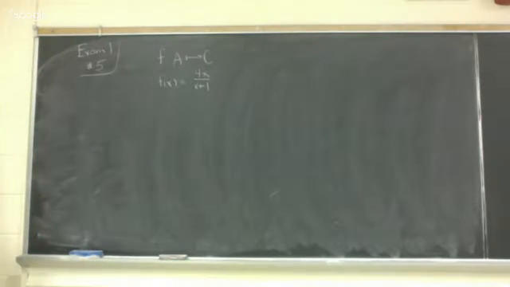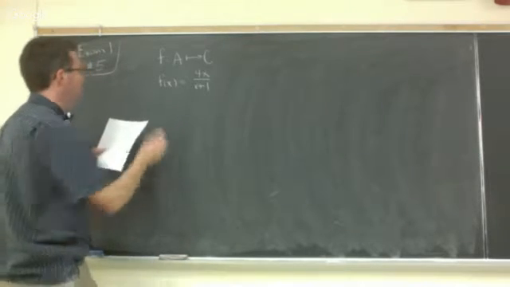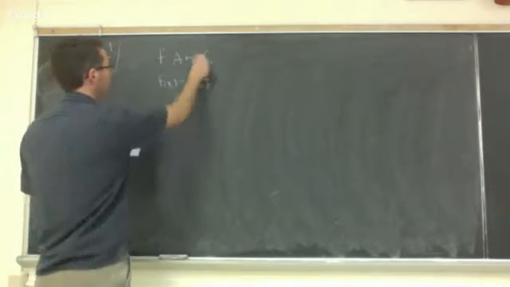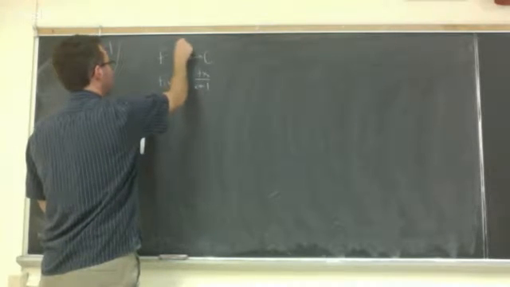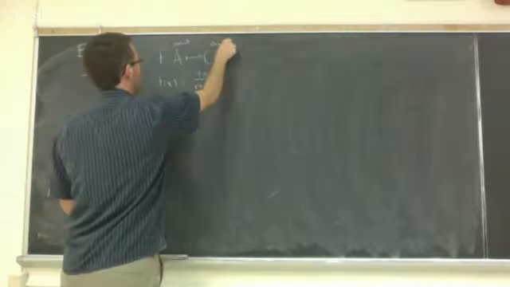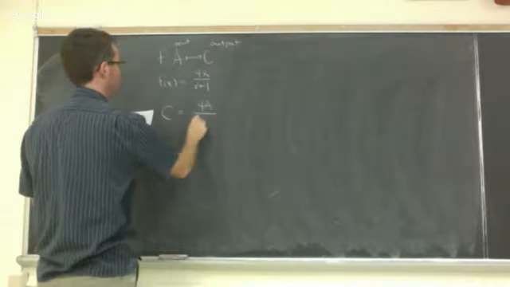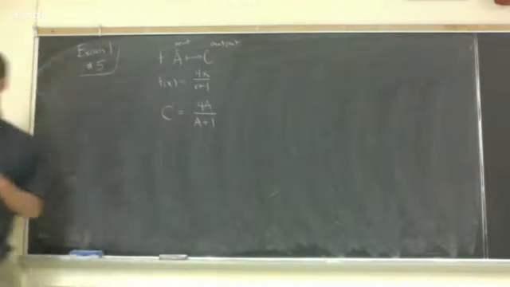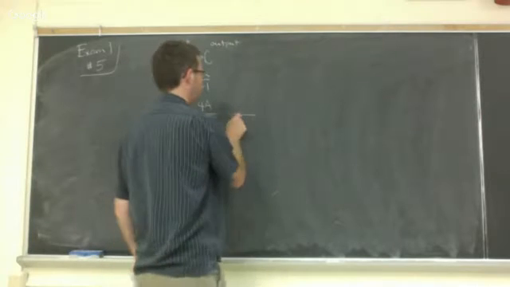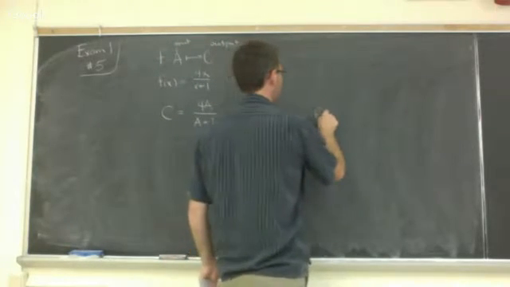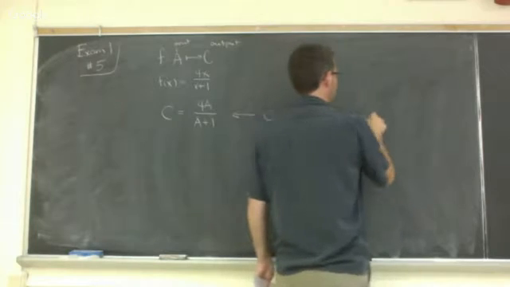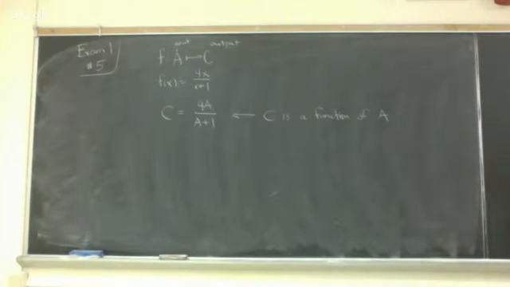All right, so the first, I have a function with 2 variables, and so what this is saying is that A is my input, C is my output, and so my equation is C equals 4A over A plus 1. Okay, so notice here, C is a function of A. To find the inverse function, we want to solve that equation and write A as a function of C.